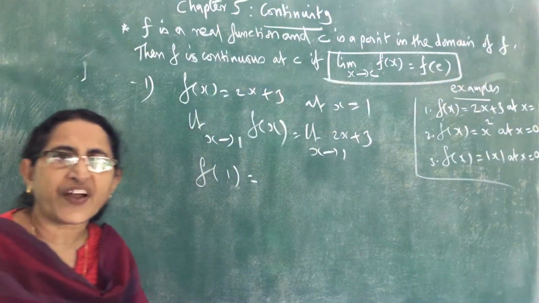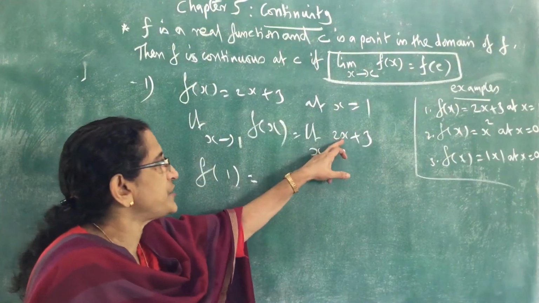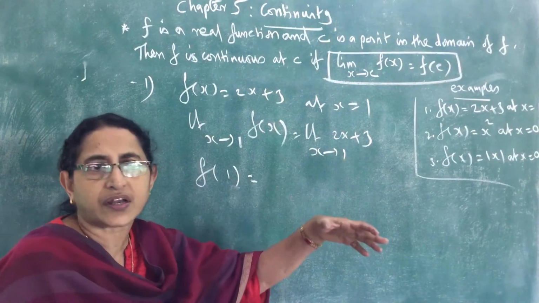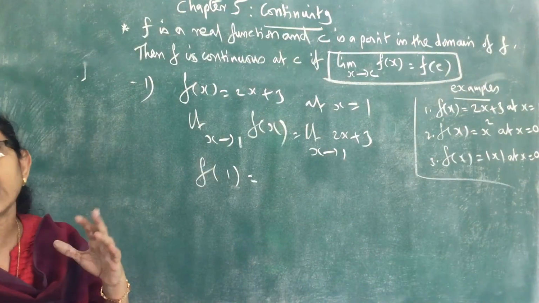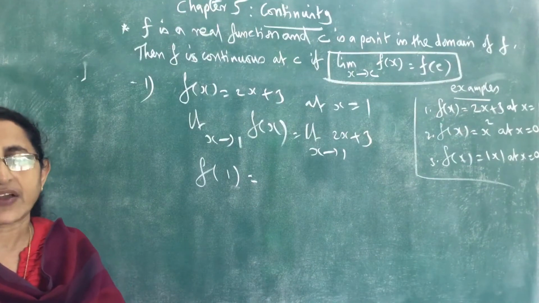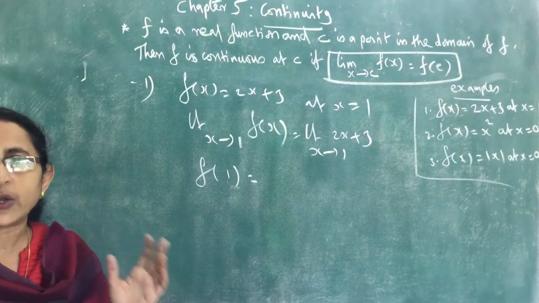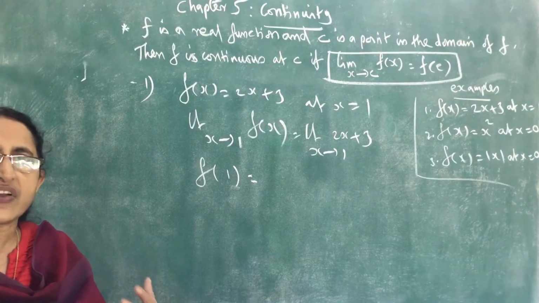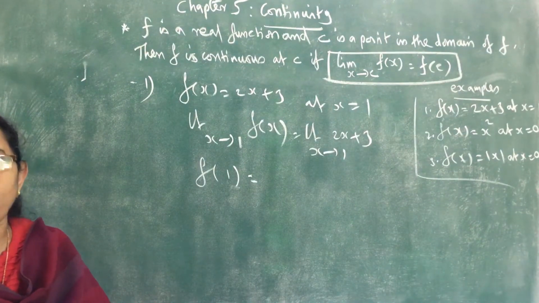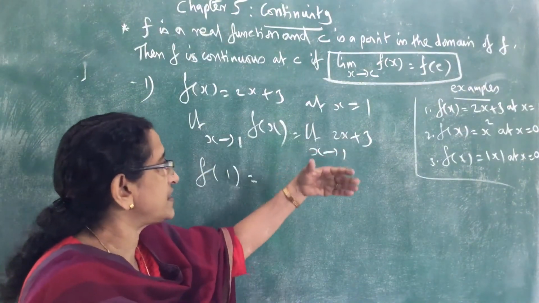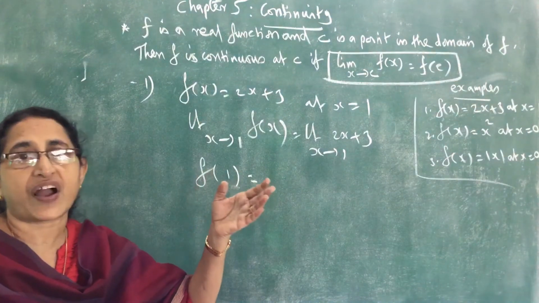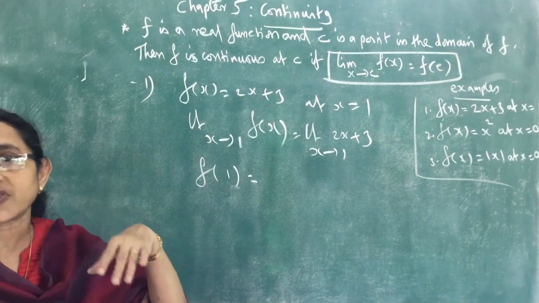Now next we have to find the limit. What is the limit of the function 2x plus 3 when x tends to 1? So now we have to apply the method of evaluation of limits. We have studied in 11th standard how to evaluate the limit. First method is, first we will substitute and see whether it exists or not. So the first method to find the limit of a function is to substitute in the place of x.